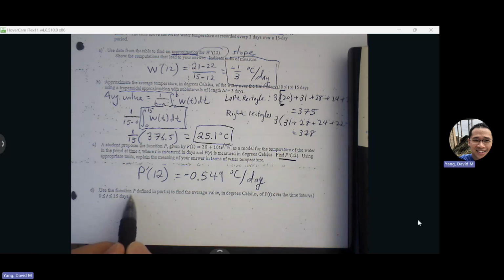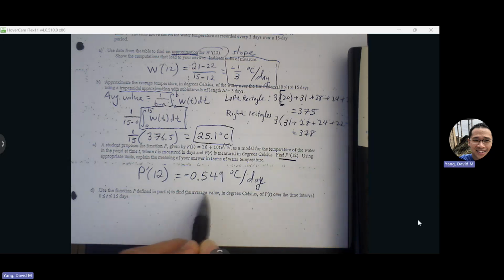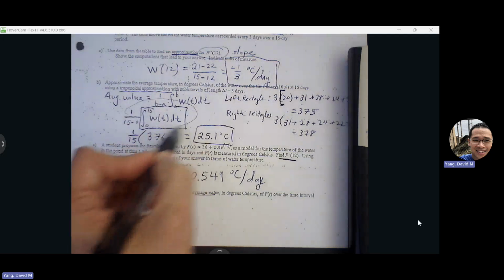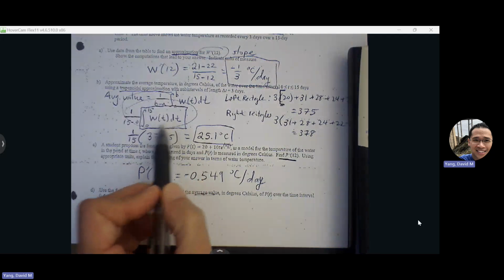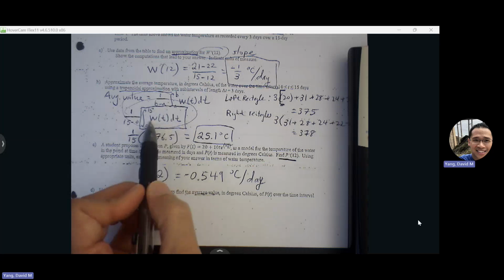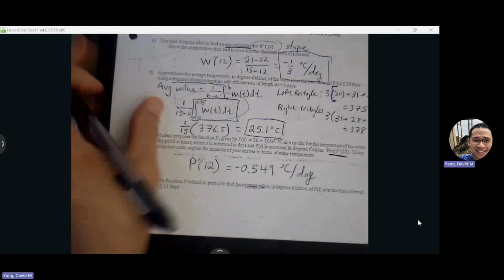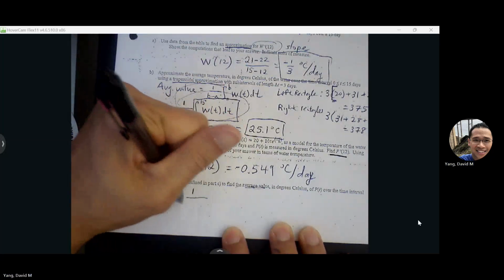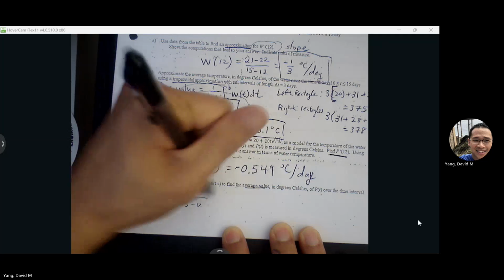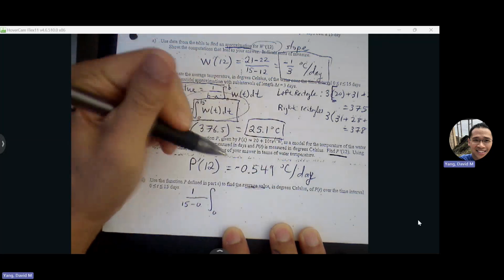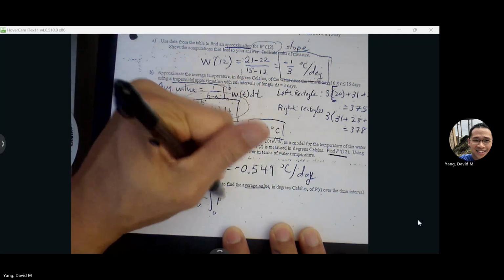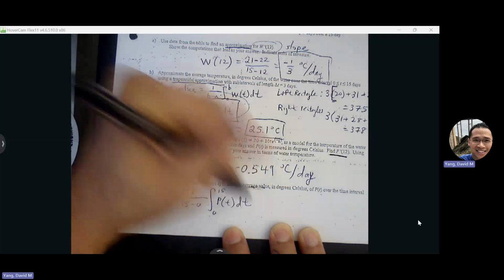Okay, part D, use the function P to find the average value. So we're still going to use the average value theorem, but instead of using trapezoids, we're going to type in the function and make the calculator find the area for us. So still the same formula. We're just using a different function that we can plug in the calculator.